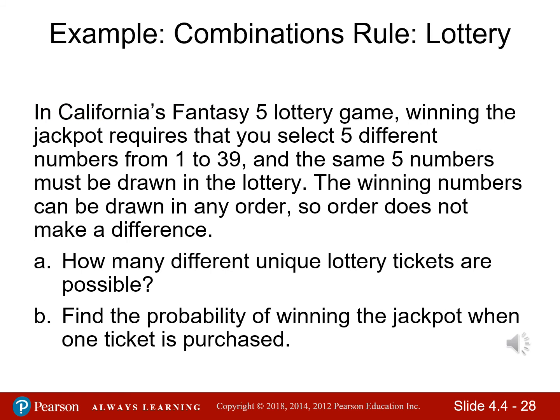Let's consider this example. In California's Fantasy 5 lottery game, winning the jackpot requires that you select 5 different numbers from 1 to 39, and the same 5 numbers must be drawn in the lottery. The winning numbers can be drawn in any order, so order doesn't make any difference. So let's answer the questions: how many different unique lottery tickets are possible? And let's find the probability of winning the jackpot when one ticket is purchased.